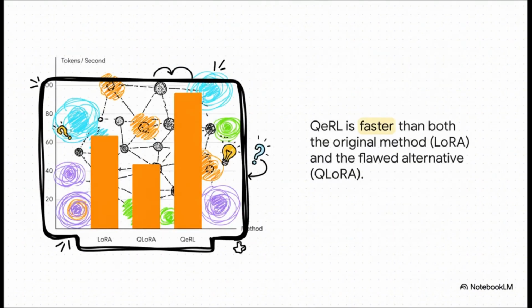This chart just says it all. On the left, you've got the standard method, LoRA. In the middle, there's the flawed fix, QLoRA, which you can see is actually slower. And then way over on the right, soaring above them both, is QeRL. It's not just more memory efficient, it is just flat out faster than everything.